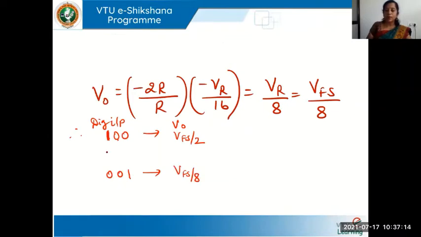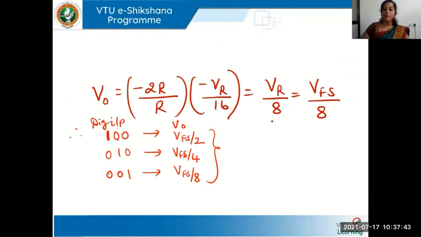So can you generalize what would be the output voltage for this condition? You know how to write the circuit for this condition. So what would be the output voltage for this condition? It would be surely VFS by 4. So this would be the generalized condition for output for each of these. And for in between values, when I have more than 1 bit high, I will add accordingly.